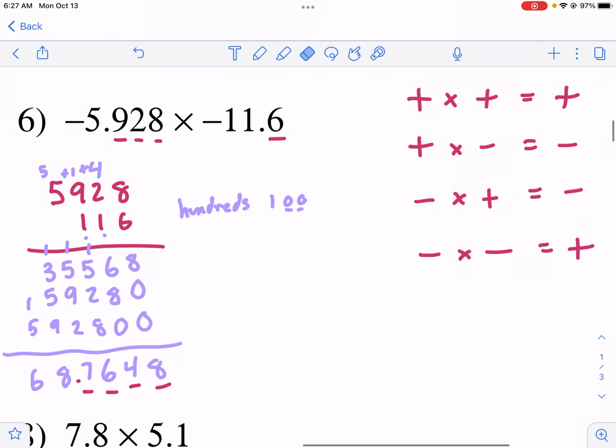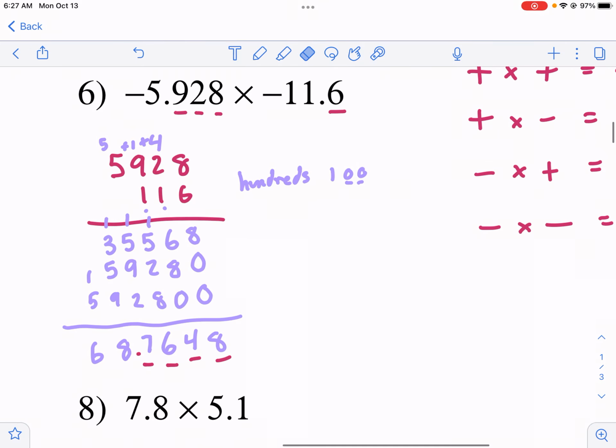Now I just have to apply the sign. I have 2 negatives multiplied together, negative 5.928 and negative 11.6. So my answer needs to be negative, and there's my answer.